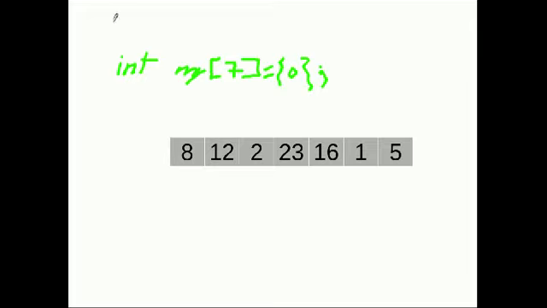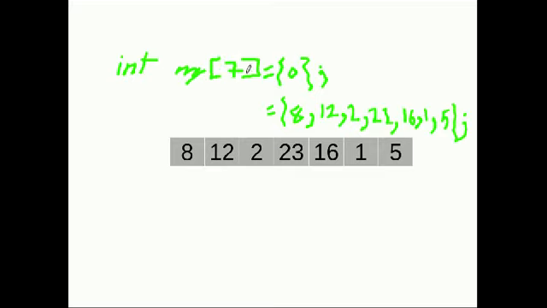So we can do it this way, or say it equals what? As we have it under, which means initialize it to 8, 12, 2, 23, 16, and 1, and 5, and we have another curly bracket to close it, and semicolon.